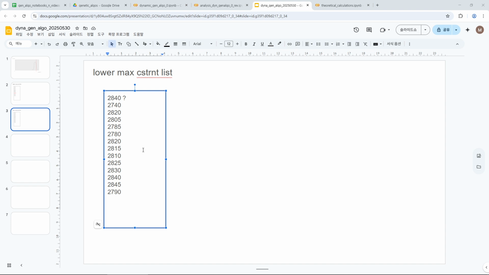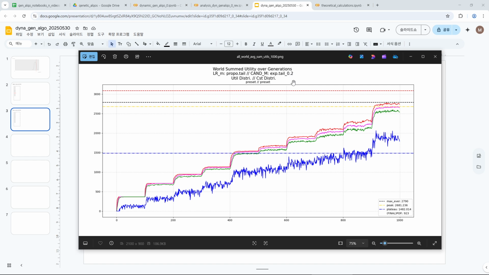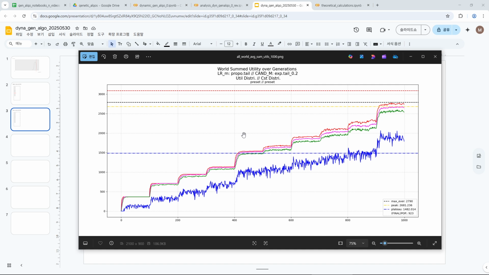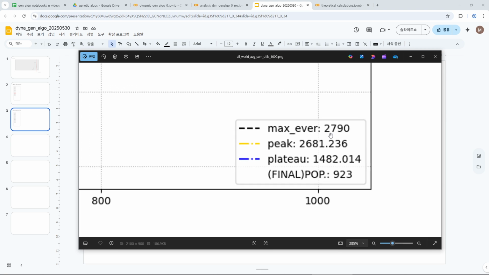And in this next one, I did this one for fun. This is when, although it says 0.2 here for the candidate percentage, what happened here is that within every generation, the candidate percentage was chosen to be either 0.2 or 1.0, so it was random. And even when I did that, we have the maximum ever at 2790.